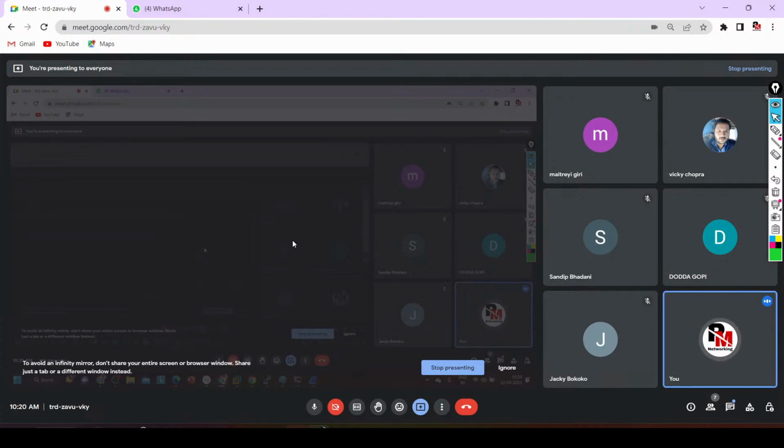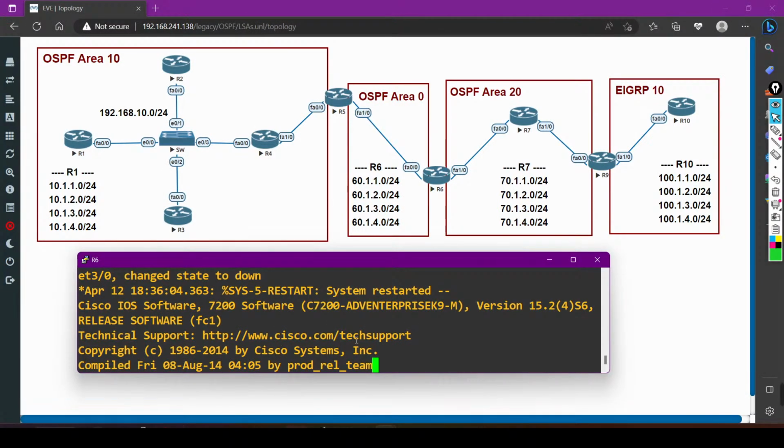LSA 1 is used to share prefix information, link information. LSA 3 is used to share prefix information between areas. Yes or no? So all even number LSAs are used to send some other information, not prefix information, and all odd number LSAs are used to share network information. Yes or no? So like this also you can remember.